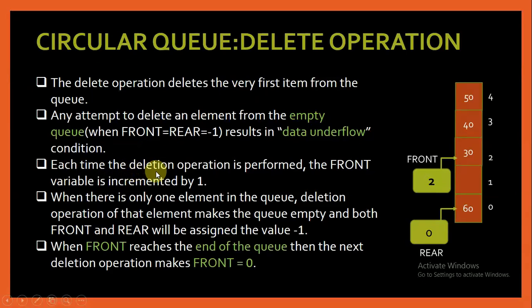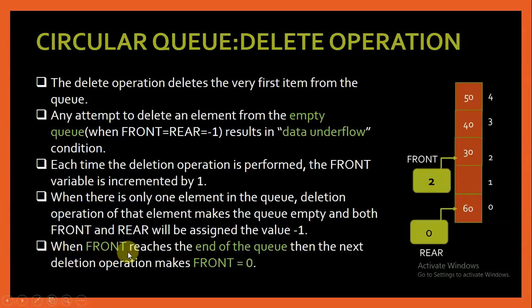Now each time the deletion operation is performed, the front variable is incremented by 1. We simply increment by 1 to delete the first element of the queue. When there is only one element in the queue, deletion operation of that element makes the queue empty. And both front and rear will be assigned the value -1.